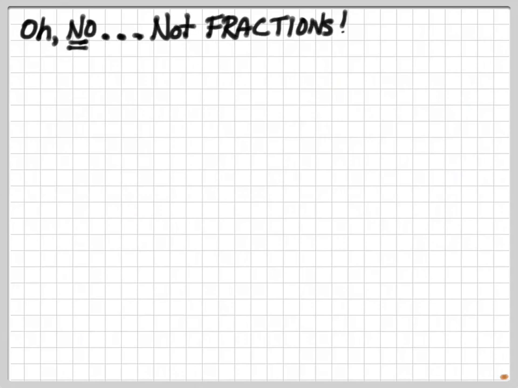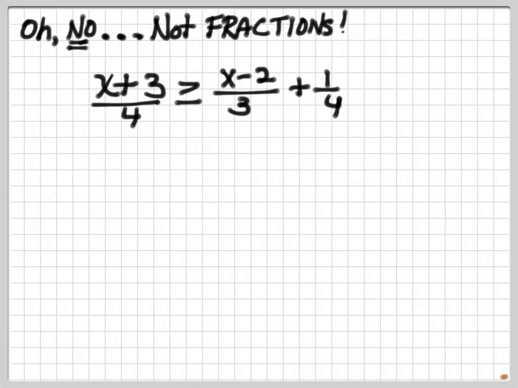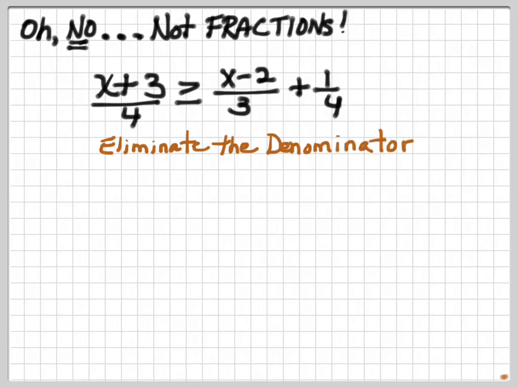Oh no, not fractions. You know, I'm always going to throw some fractions in there. I know everybody wants to just get rid of fractions entirely, but it really isn't all that tough. Here is my equation. x plus 3 over 4 is greater than or equal to x minus 2 over 3 plus 1 over 4. We can make this a much easier problem if we eliminate the denominator.